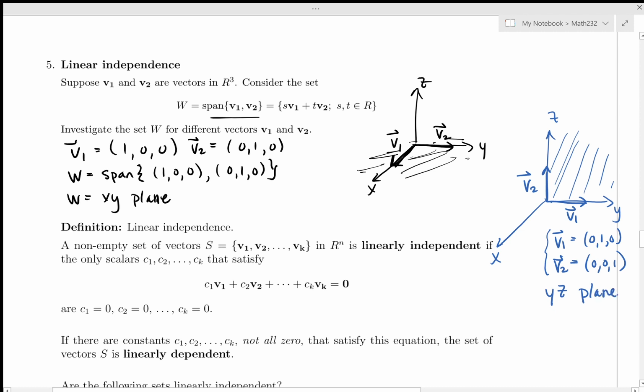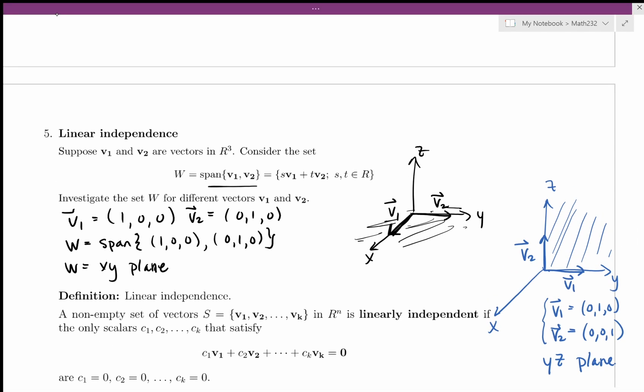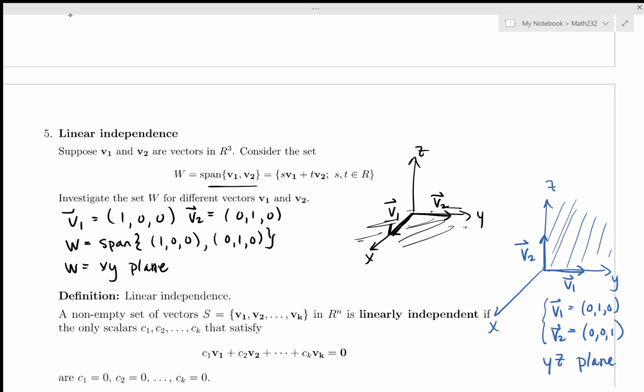Okay, so that is, I guess, two examples. We have to now, however, look at what would happen, as an example, if we were to take two vectors along the same axis. You get a sense of how that will be different.